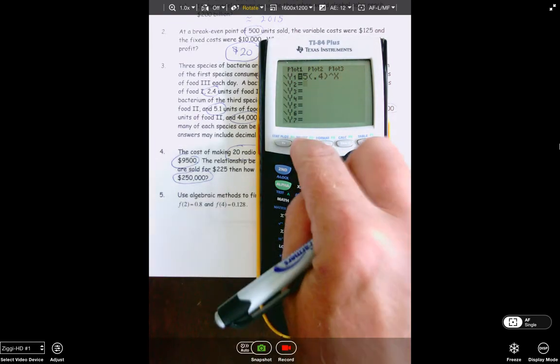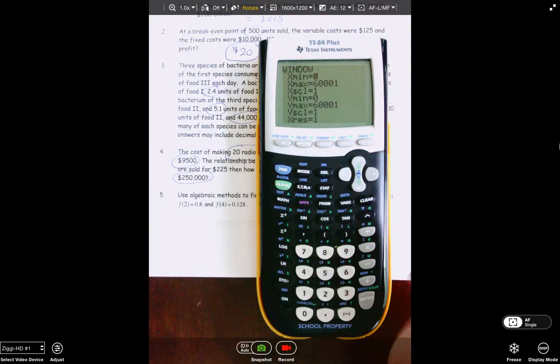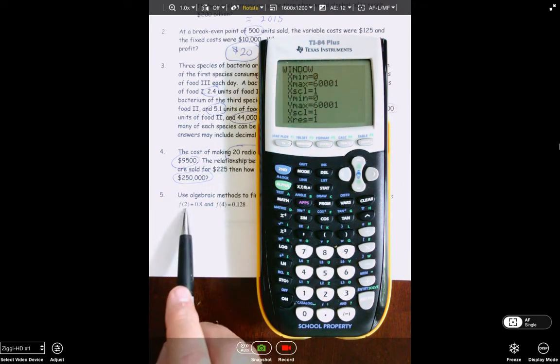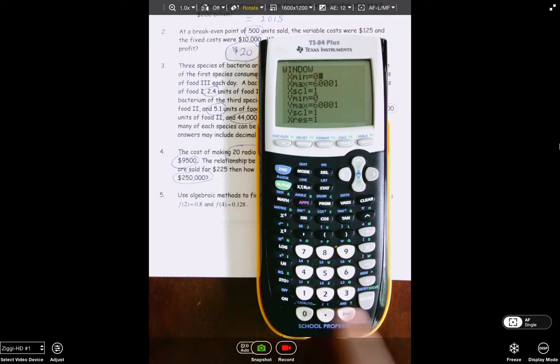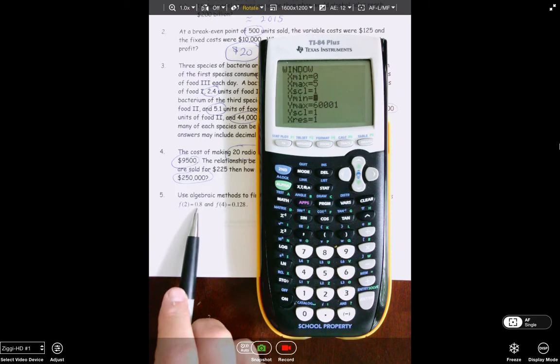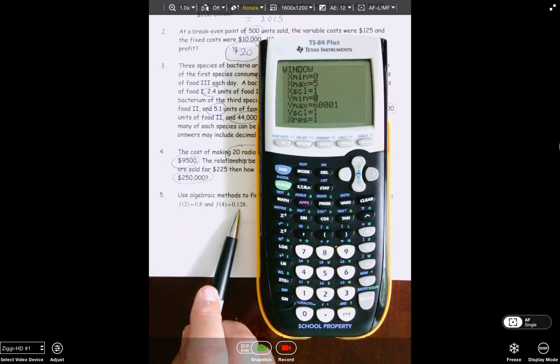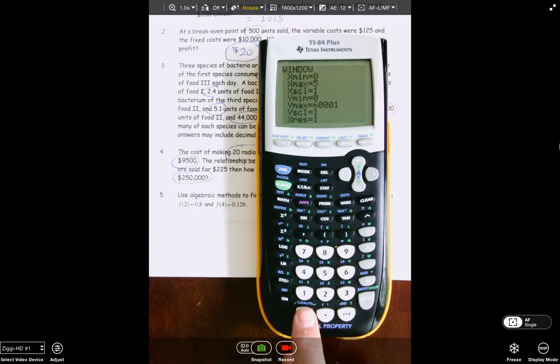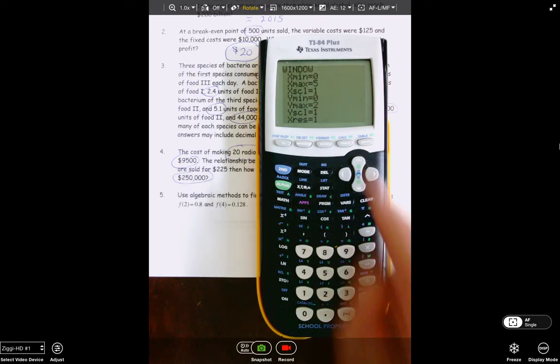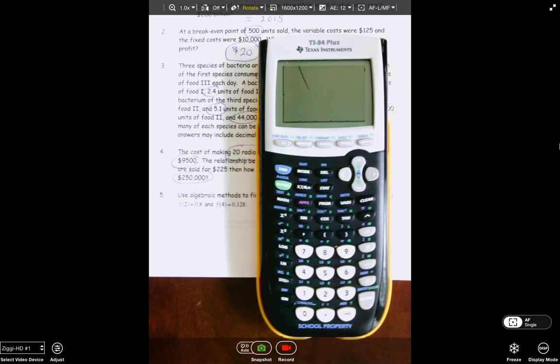And let's just graph this, the window. What do we want? Well, guys, we have x's from 2 to 4, so I'm just going to go 0 to 5. And my y values look like they're the 0.8 to 0.128, so I'm just going to go somewhere between 0 and something small, say 2. I'm going to hit graph and see what I get.